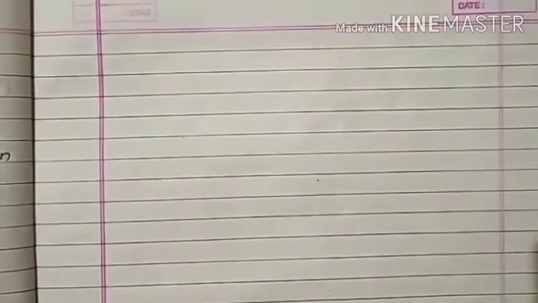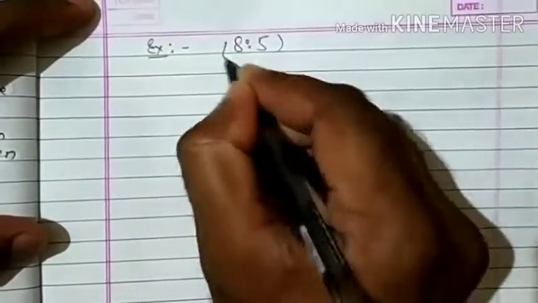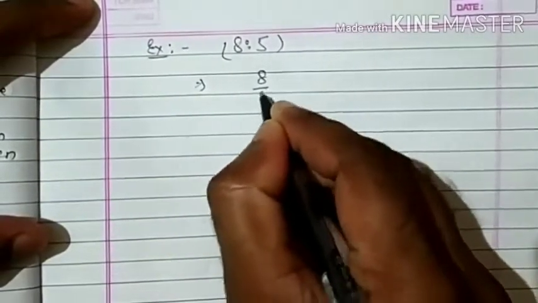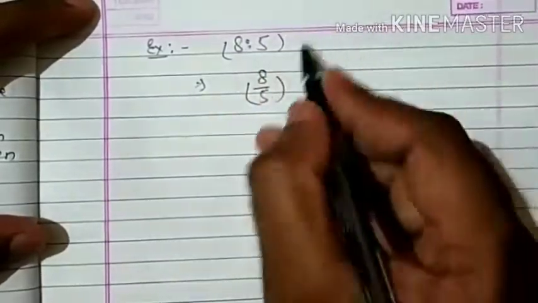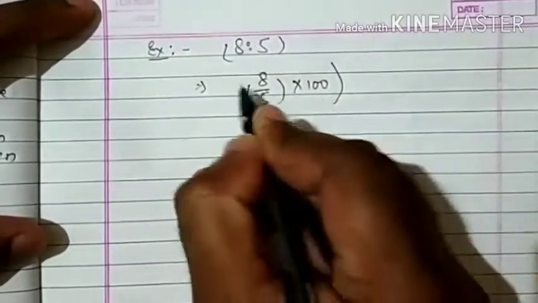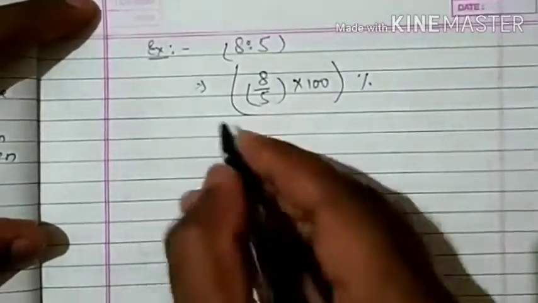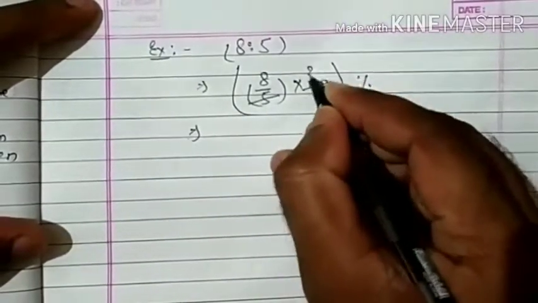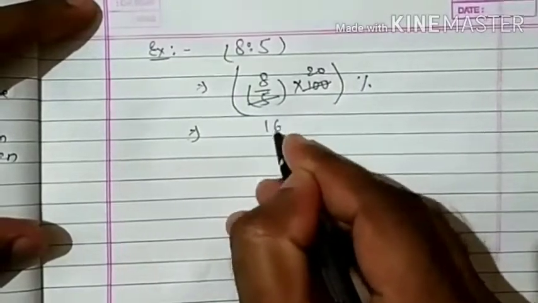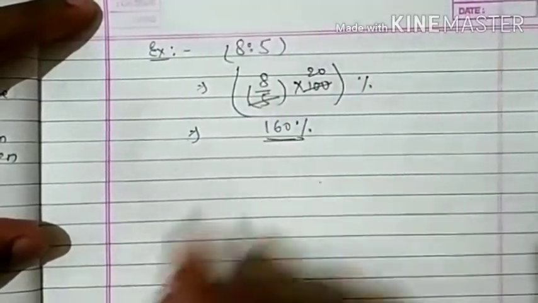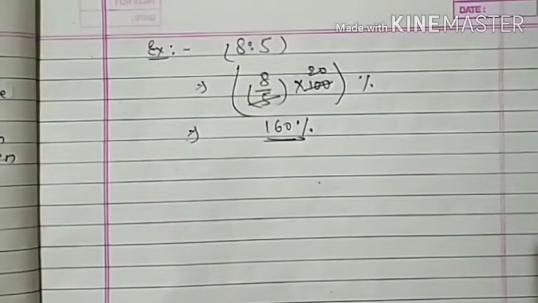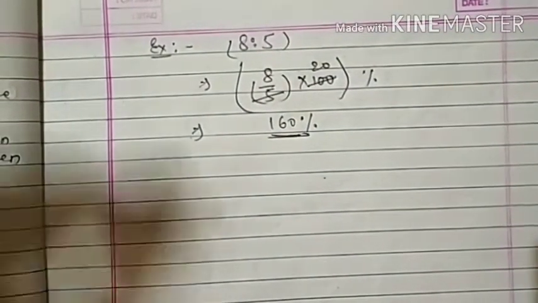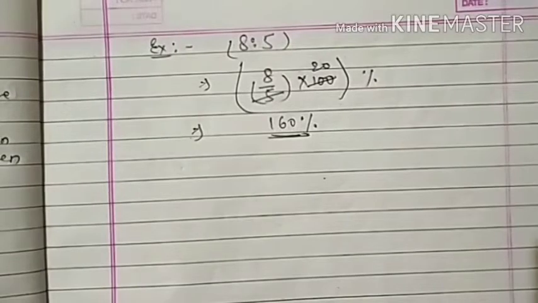Let's take one more example over here. Example 2. 8 ratio 5. So what will we do? We will first of all convert the given ratio into fraction and then multiply it with 100 and put a percent sign over here. 5 will divide 100 20 times, and 20 into 8 is 160%. This is our required answer. I hope it is clear to everyone.